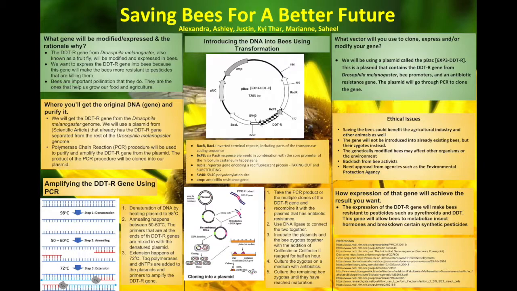In the plasmid, we'll be using the DDTR gene that will allow bees to be resistant to the pesticides that are currently killing them today.